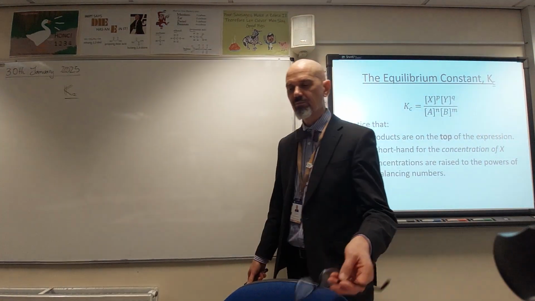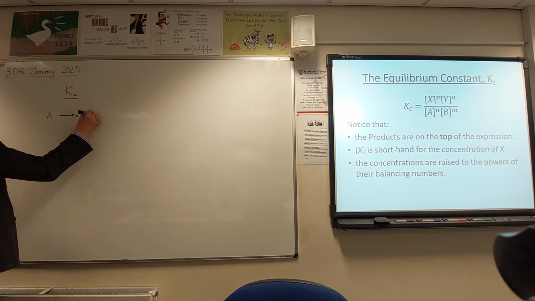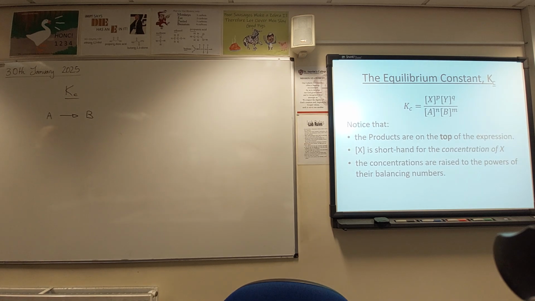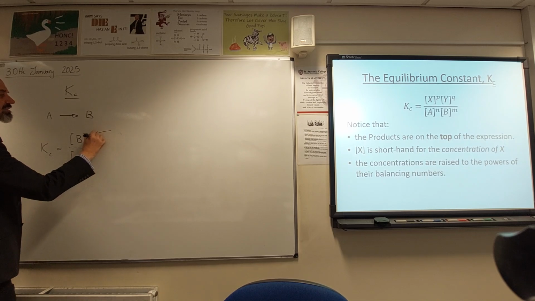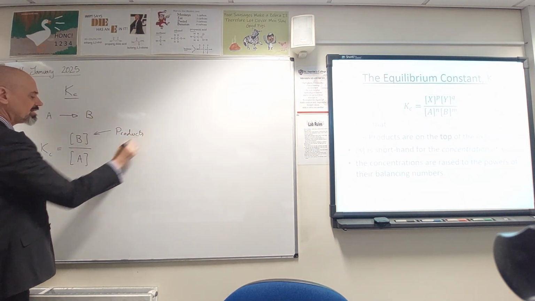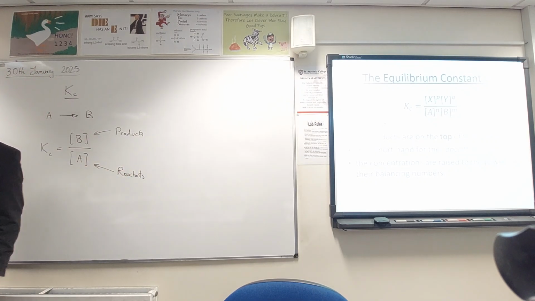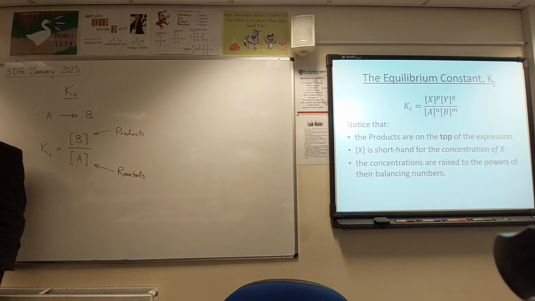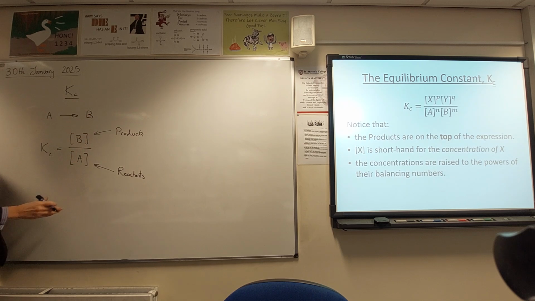Okay. Let's just simplify it a little bit. I'm just going to have A goes to B. So first of all, we notice that B is on the top. Okay. So products over reactants. Important, that one. Try and get that in on the first day so you don't get into some kind of habit, because we go from left to right, A to B, so there's a temptation of A over B, but it's B over A, products over reactants.